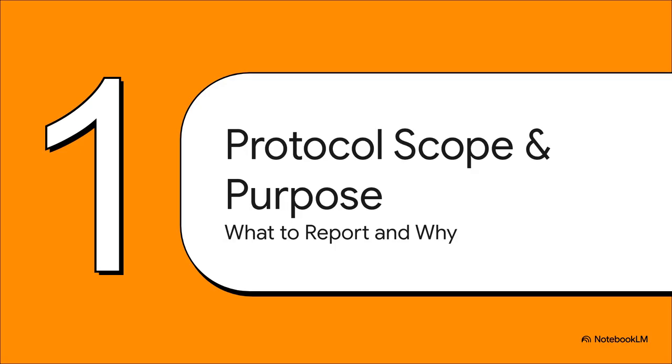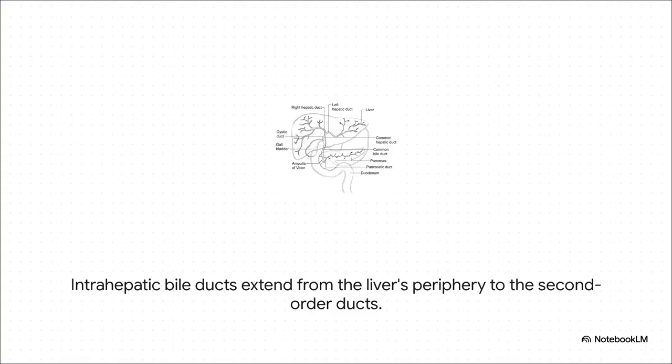First things first, let's define our playing field here. What exactly does this protocol cover, and, just as important, when should you be using it? To start, it's absolutely crucial we ground ourselves in the anatomy. This protocol applies only to tumors that pop up within these intrahepatic ducts. So we're talking about everything from the very edge of the liver right up to the second-order bile ducts. What about perihilar tumors? Nope. That's a whole different protocol.